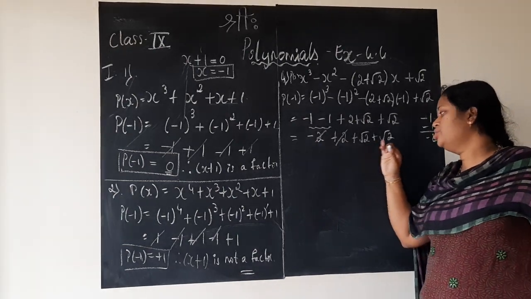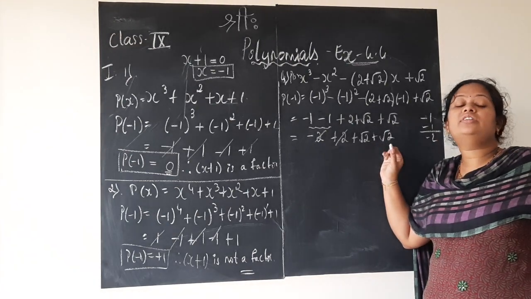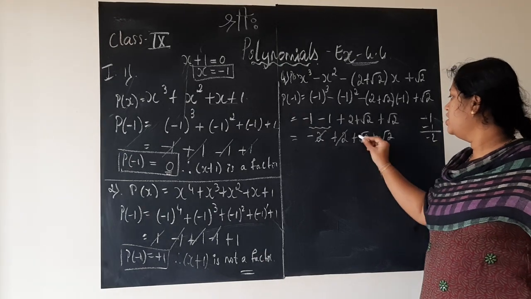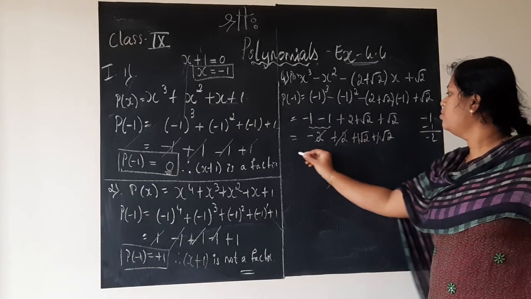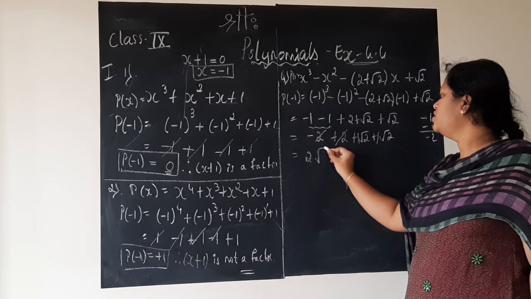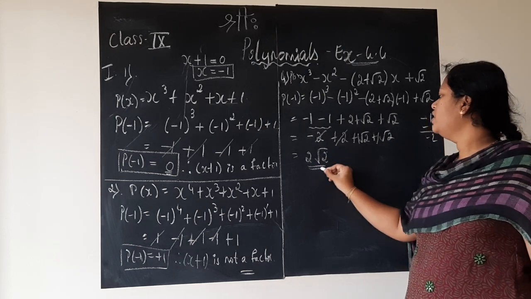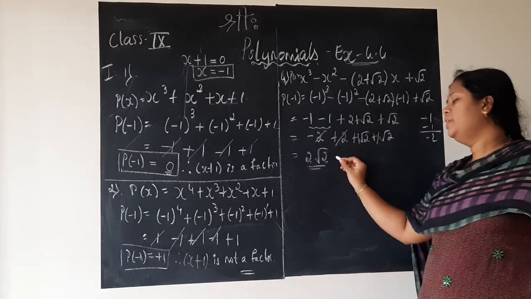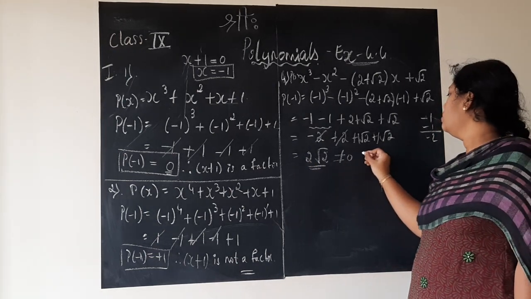Why? Because children, you should not add the terms inside the square root in case of the numbers with square root. Children, it is like 1 root 2, 1 root 2. So 1 square root 2 plus 1 square root 2. 1 plus 1 is 2 and square root 2 you will write as it is. So P of minus 1 is 2 root 2, which is not equal to 0.